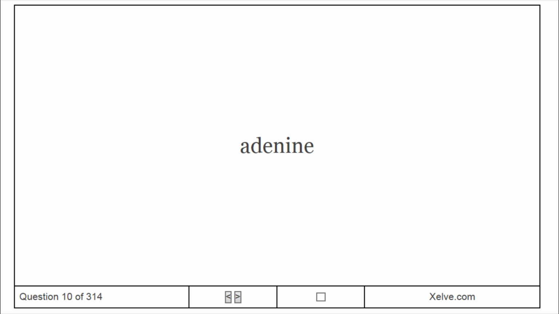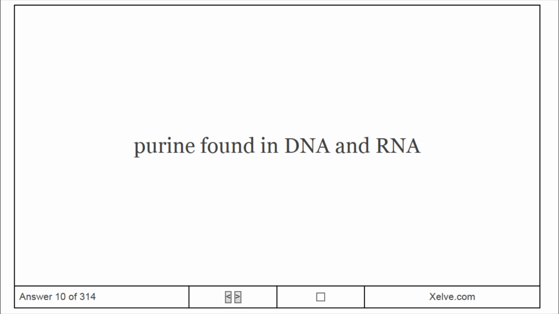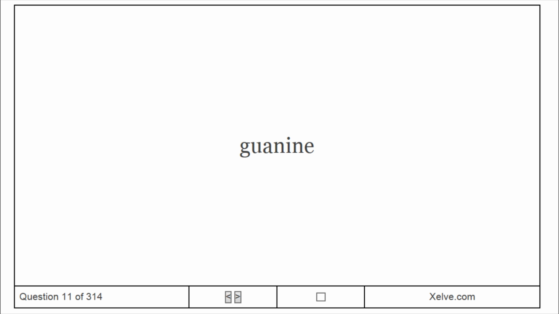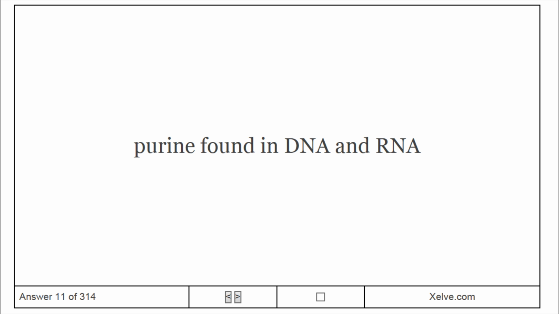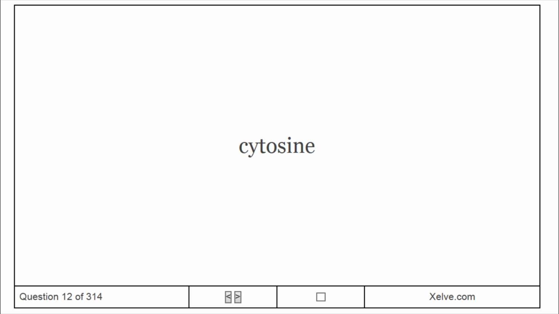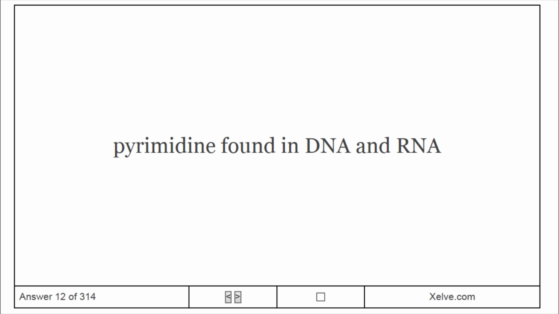Adenine: purine found in DNA and RNA. Guanine: purine found in DNA and RNA. Cytosine: pyrimidine found in DNA and RNA.